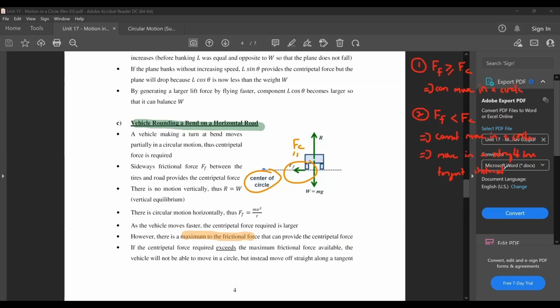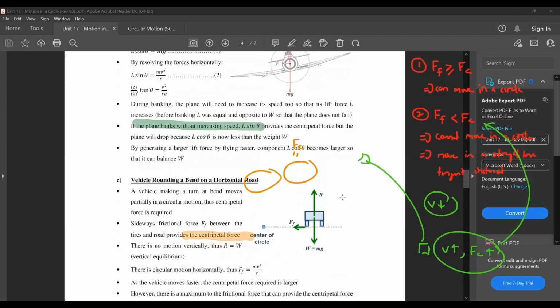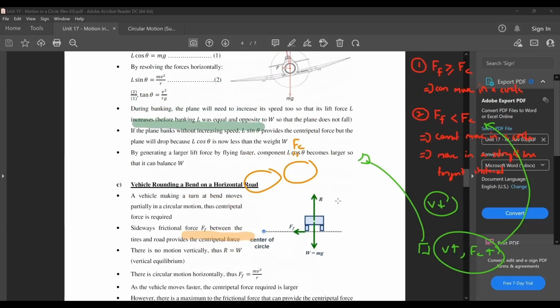So that's why I mentioned to you at that time, when your car is trying to round a bend like this, you actually want to slow down, because if you speed up, your centripetal force required will increase. It will come to a case where maybe your frictional force is less than the centripetal force required, so you cannot move in a circle. So for a car moving in a horizontal circle, you want to slow down. It's the complete opposite of a plane, where you want the plane to speed up.